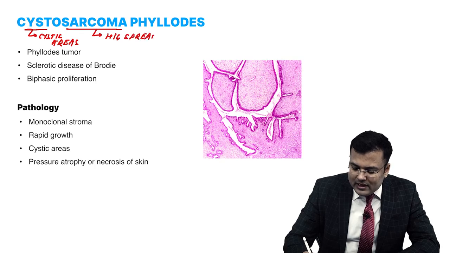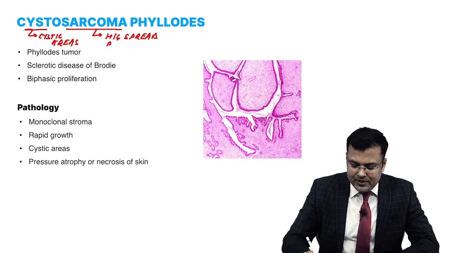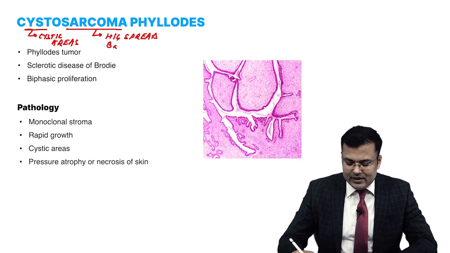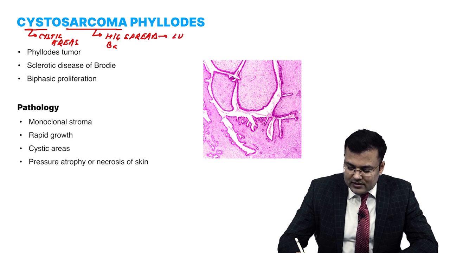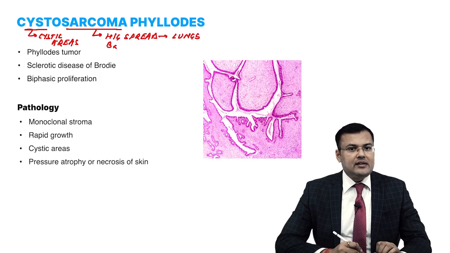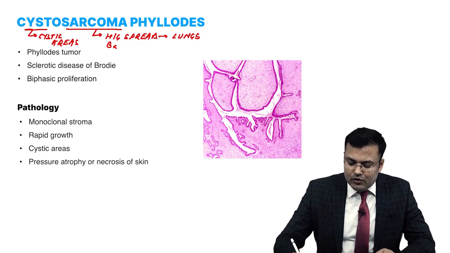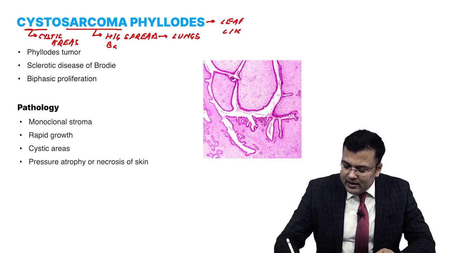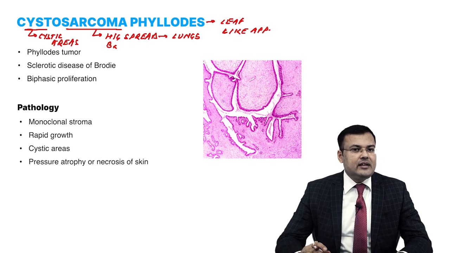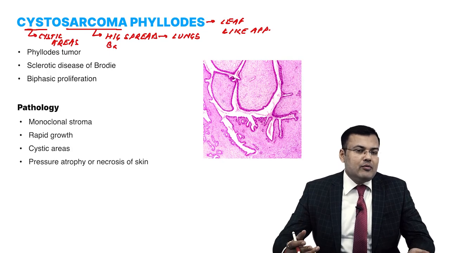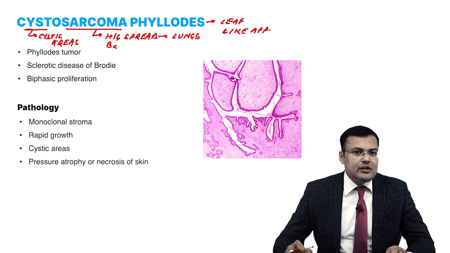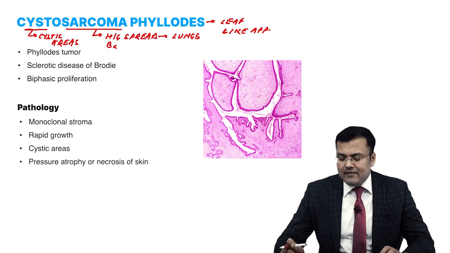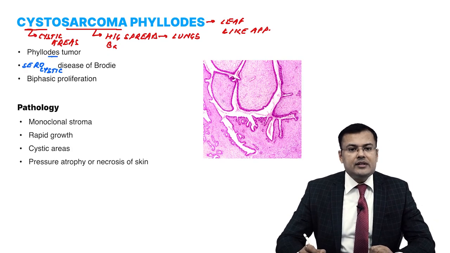You know that in sarcomas, what is the investigation of choice? Biopsy. And because of this hematogenous spread, what is the most common site of metastasis? It is lungs. Third name is phyllodes. Phyllodes means there will be leaf-like appearance. So there is leaf-like appearance, cystic areas. It's a type of sarcoma having hematogenous spread. Most common site of metastasis, lungs. Investigation of choice, it is biopsy. Phyllodes means leaf-like appearance. Other name, it is serocystic disease of Brodie.